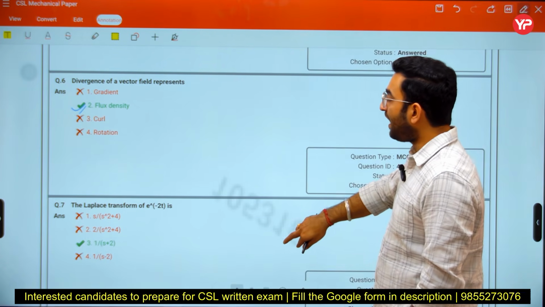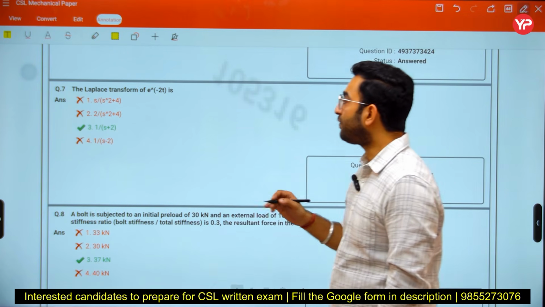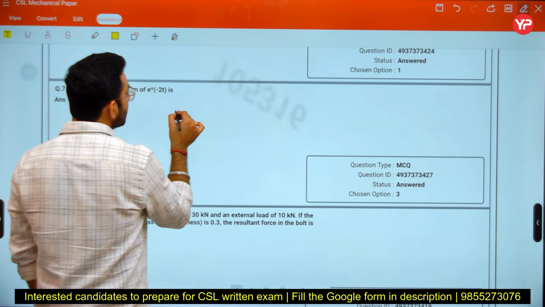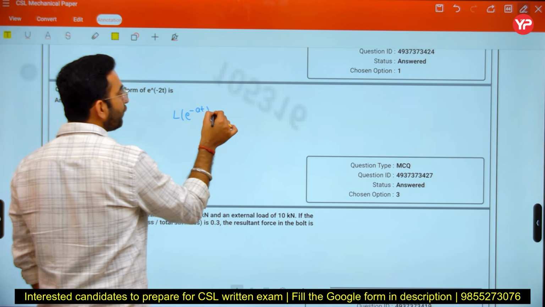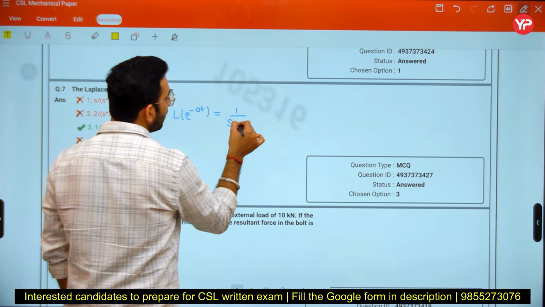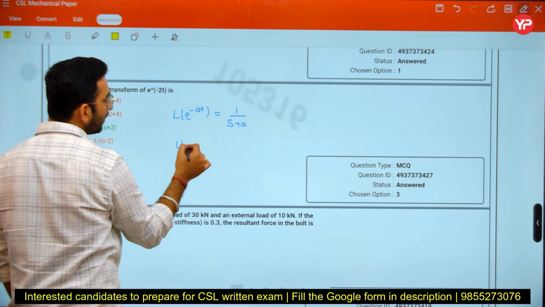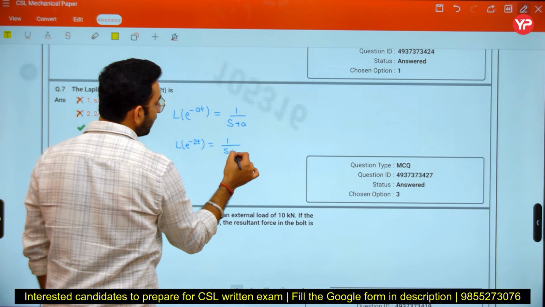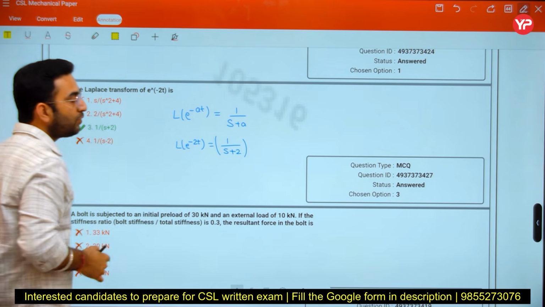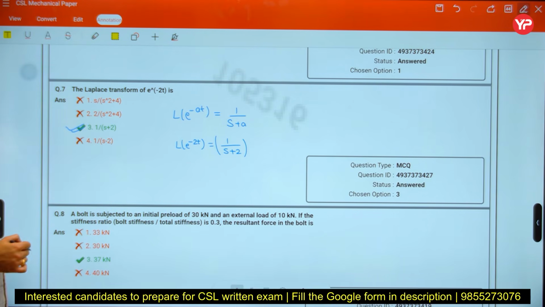Next part, the Laplace transformation of exponential to the power minus 2 into t here. So what is the formula of the Laplace transformation here? If you just take the Laplace of exponential to the power minus a into t, it is having a formula of 1 upon s plus a. So here I can say if you replace the a with 2, you are going to get the value of the Laplace transform as 1 upon s plus 2 here. Now I can write option number 3 is going to be the correct answer. So option number 3 is the correct answer. That's again a very simple part.